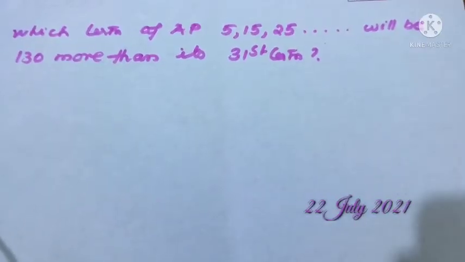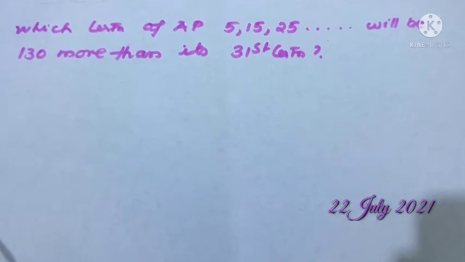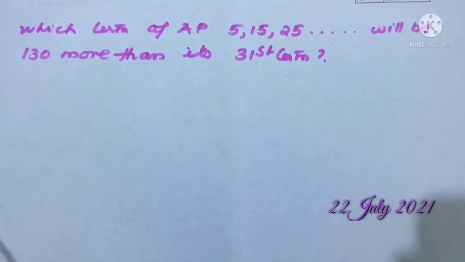Good morning, children. We are continuing arithmetic progression. The problems based on nth term of an AP. The question is, which term of AP 5, 15, 25 will be 130 more than 31st term?